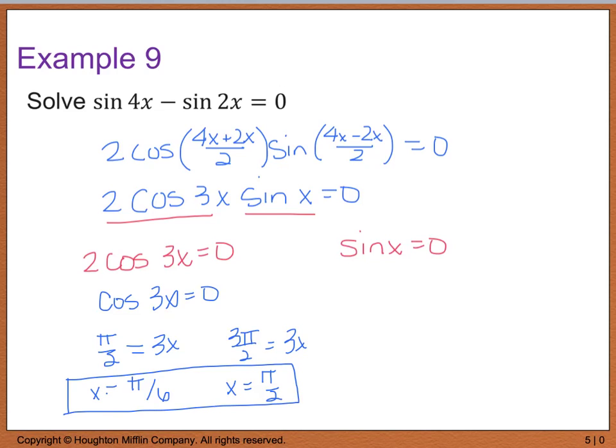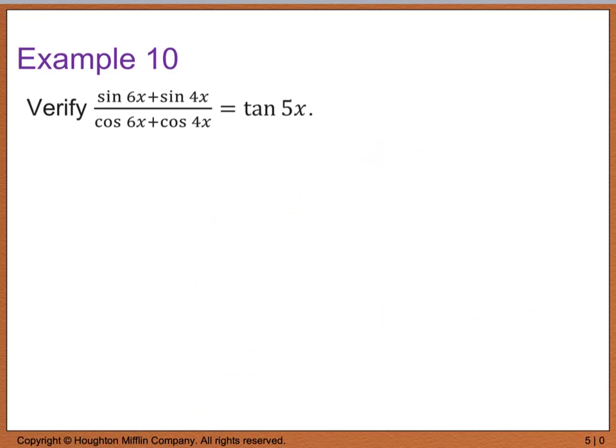And then sine x equals 0 when x equals either 0 or pi. And now I'm done. In the last example for chapter 5, it says to verify that the sine of 6x plus the sine of 4x divided by the cosine of 6x plus the cosine of 4x equals the tangent of 5x.